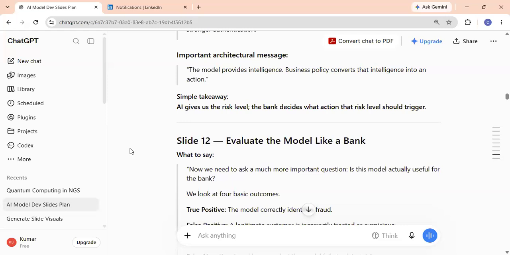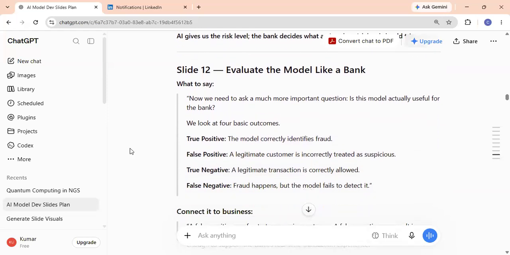There is a concept called frontier office in artificial intelligence. In a frontier office, what happens? Multiple agents are working, then a human is going to review their work. The same way here it is applied. Then the simple takeaway: AI gives us the risk level. The bank decides what action that level should trigger. These are the factors they decided, with ranges of the risks, to identify the decisions made.